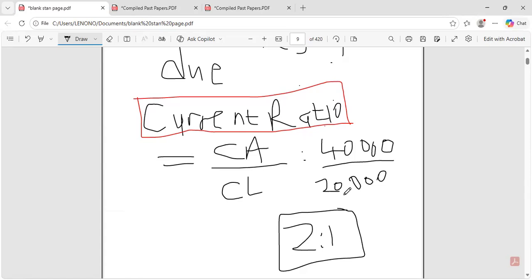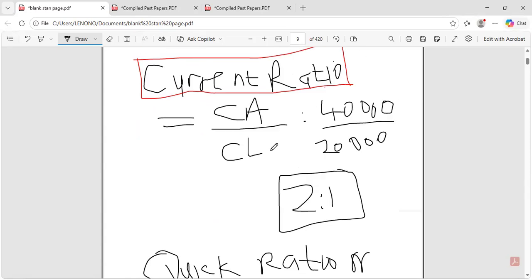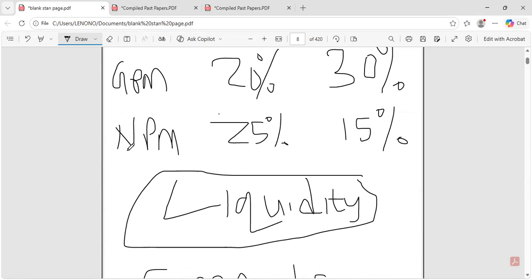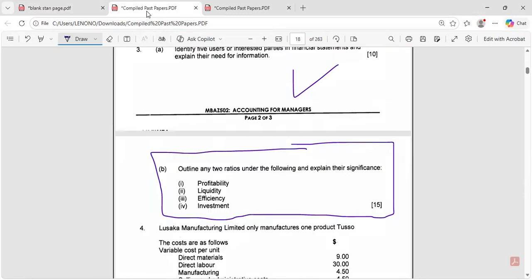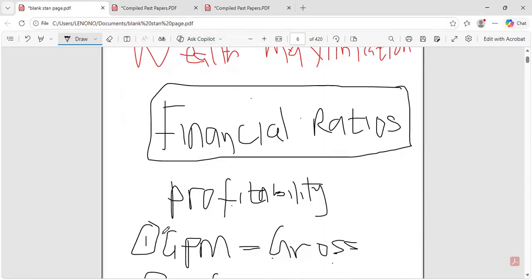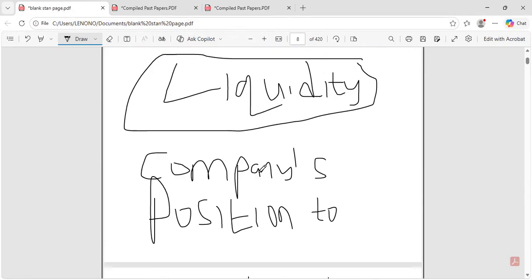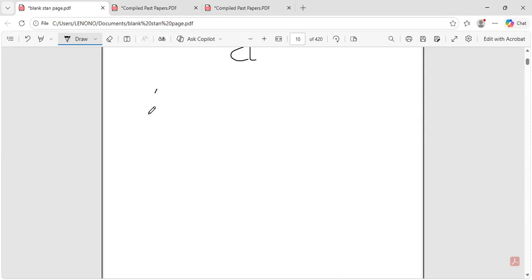Okay, so that's what goes on as we look at the quick ratio. So this is under liquidity. The first one was under profitability according to this question. So we have sorted out profitability, two ratios; liquidity, two ratios; and now efficiency, two ratios. So what does efficiency represent?